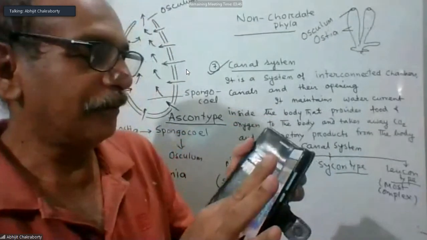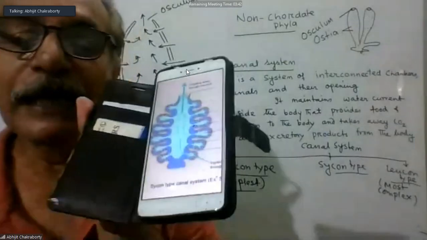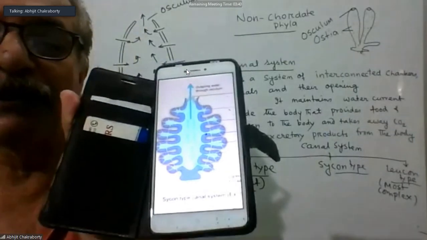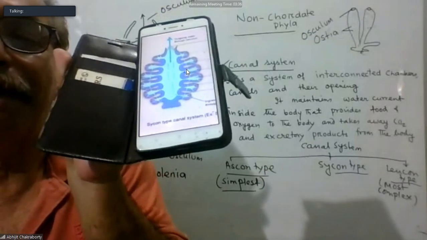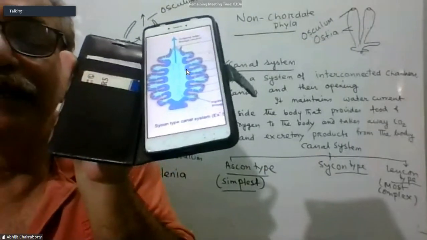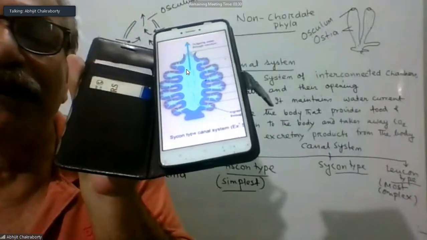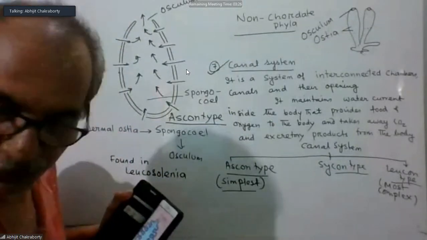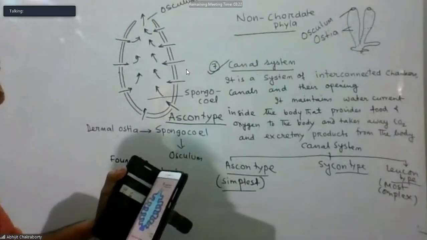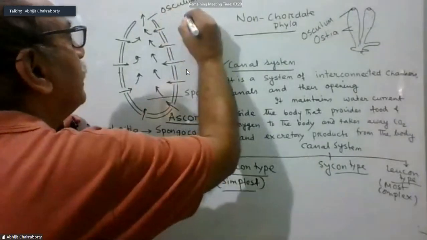Look at this diagram. Some canals are developed here. You see? Have you seen this? Yes sir. This is actually the Sycon type. That means, if I show you here, look here, the difference is that here it appears like this.